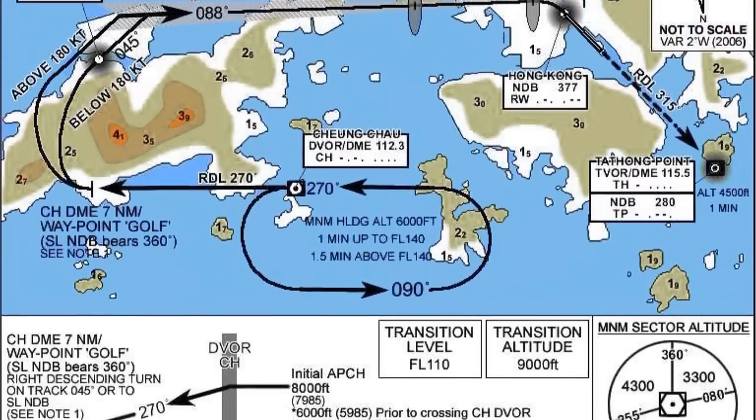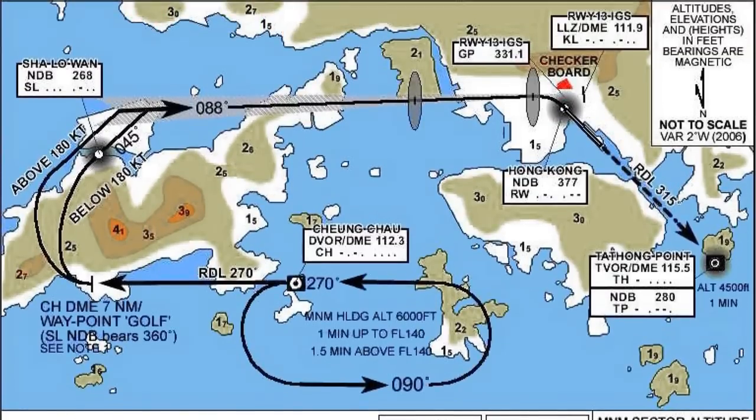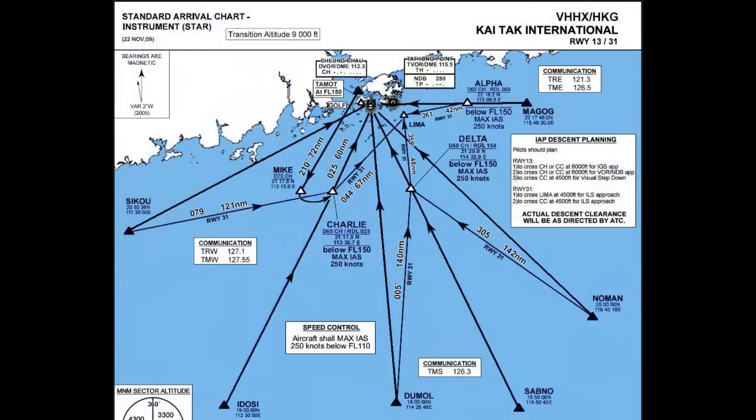The first thing that stands out from the Kai Tak IGS 13 approach plate is that it does not have an IAF, an initial approach fix. Since there is no IAF, there are two ways we can do this approach. The first way, and the proper way, is to use the arrival part of the approach plate. Just as we did for the Madeira approach, we'll go to the arrival part of the approach plate to find our entry points.